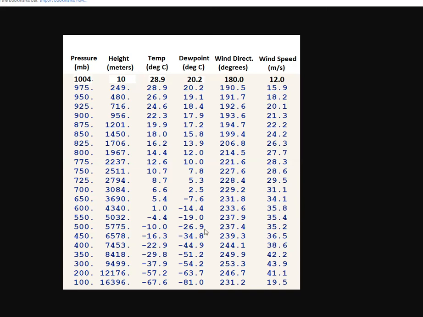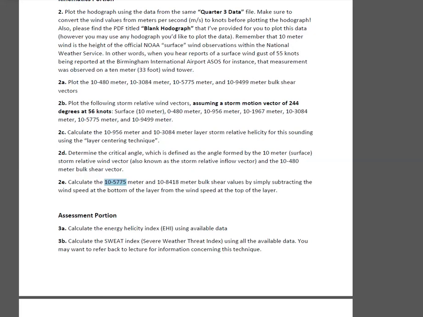5775 is right here. You'll go on over, what's the wind speed? 35.2 meters per second. So you'll convert to knots, and then you'll subtract this value at the surface from the big one, and that'll give you your bulk shear. Easy enough. Wind at the bottom of the layer subtracted by wind at the top of the layer. So you'll subtract this little guy from the big guy right there. Okay? Make sure to convert to knots. That'll get you what you need.